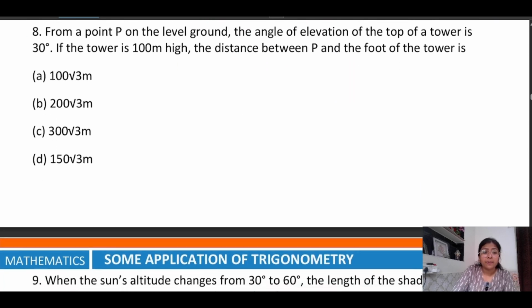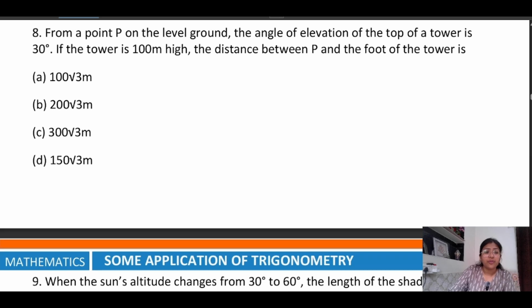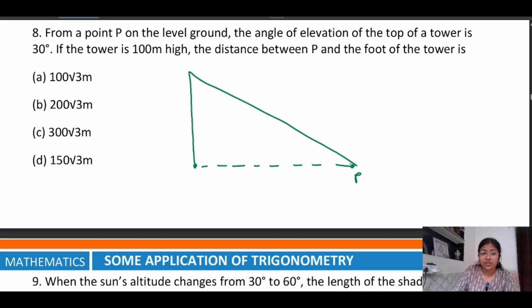From a point P on the level ground, this is the ground, this is the point P. From a point P on the level ground, the angle of elevation of the top of the tower, this is the tower, the angle of elevation of the top of the tower is 30 degree. If the tower is 100 meter high, the distance between the point P and the foot of the tower, we need to find out this length.